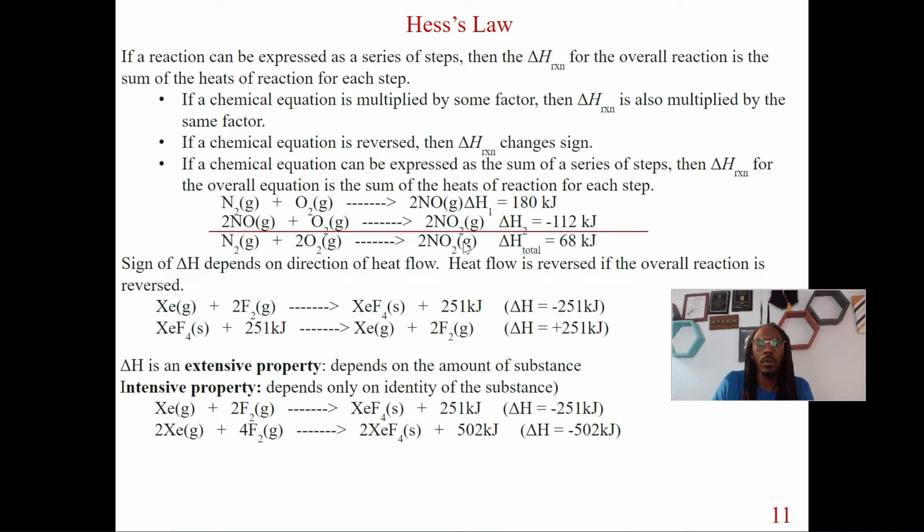Once we have our final equation, we can add both of our enthalpies together: 180 plus negative 112 gives me 68 kilojoules. And these are the three things you definitely need to know when you're talking about Hess's law.